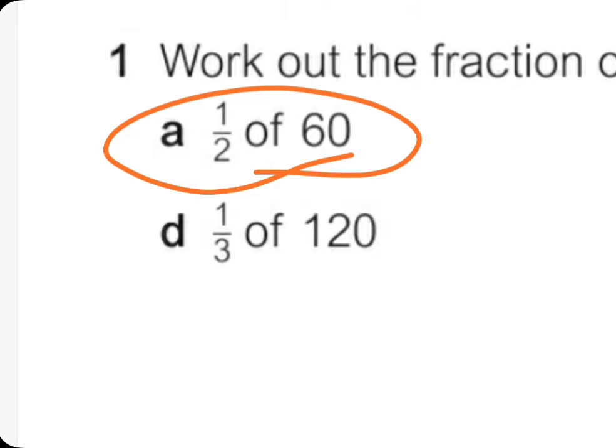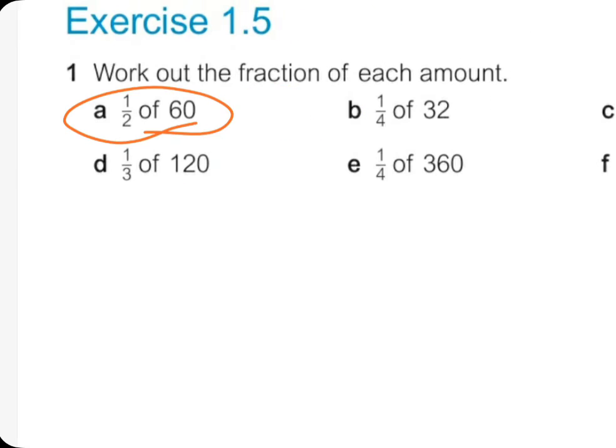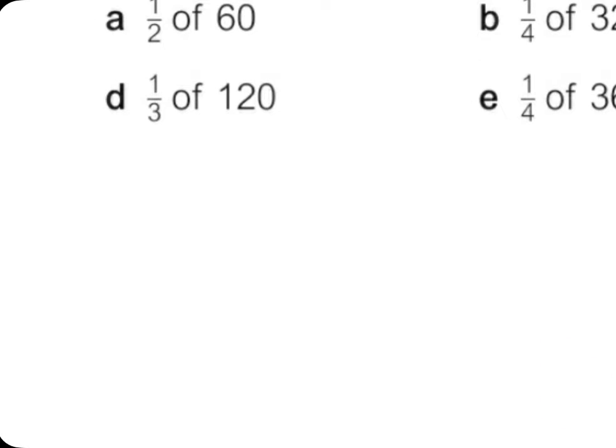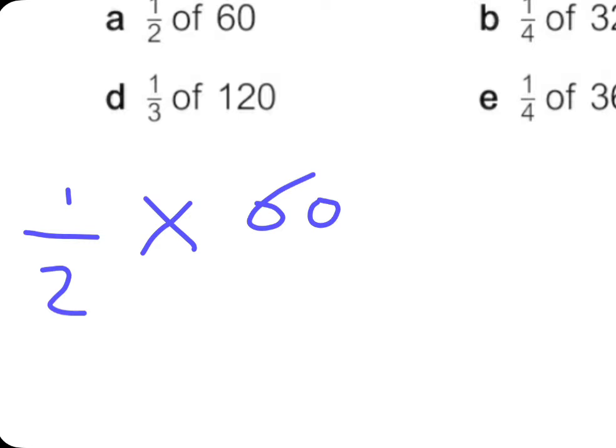Now, for example, let's take a look at A. He wants half of 60. By common sense, you can say that half of 60 is 30. But how did you calculate this? Let's take a look at the answer. He wants half of 60. It means half multiplied by 60. So this is the meaning of half of 60.